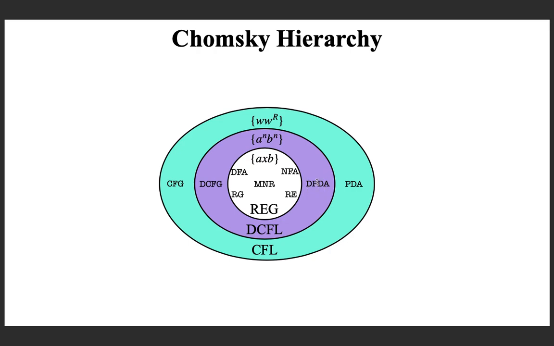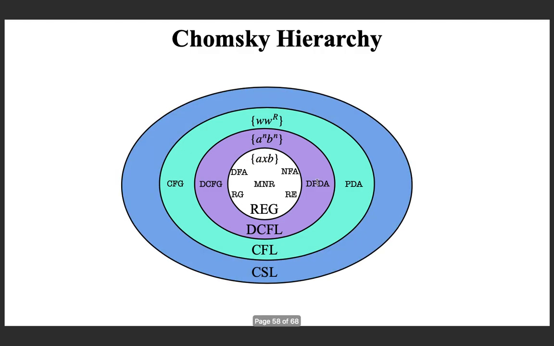And after the context-free languages, we learned about context-sensitive languages. If you remember, the representations that we learned for context-sensitive languages are linear bounded automata and context-sensitive grammar. Here is an example language, a to the power n, b to the power n, c to the power n.